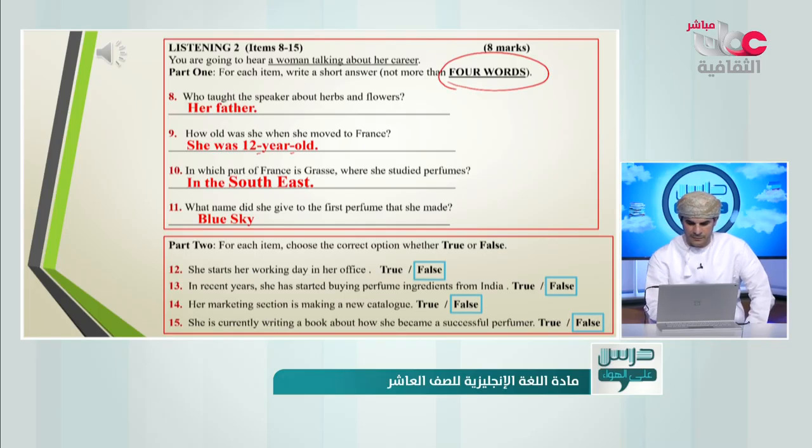Okay, number 12, false. Because first she went to the laboratory, then she went to the office. Not in India, somewhere else. Not catalog. And she was, yes, writing a book, but not about herself. She became successful? No. So there is something correct in the statement, and there's something incorrect. So it is false. Be careful with this.